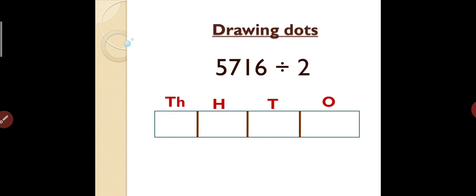The next step is we have to write all the digits in the particular places. 5 in the thousands place, 7 in the hundreds place, 1 in the tens place and 6 in the ones place. So this is the first step. We are writing all the digits in their particular places.